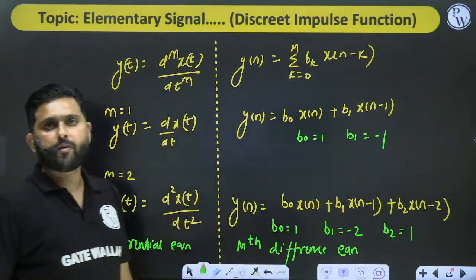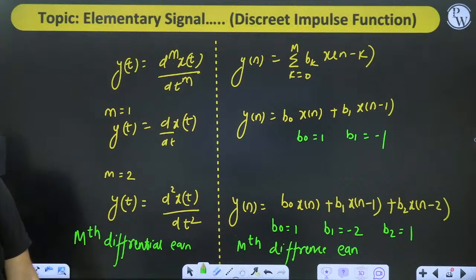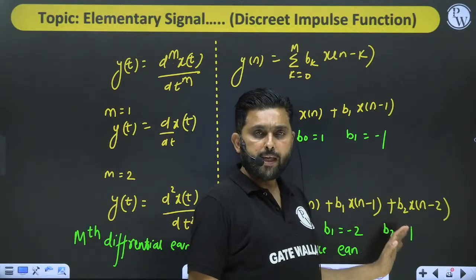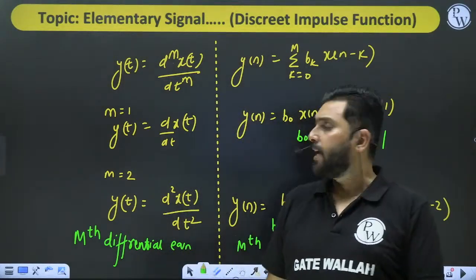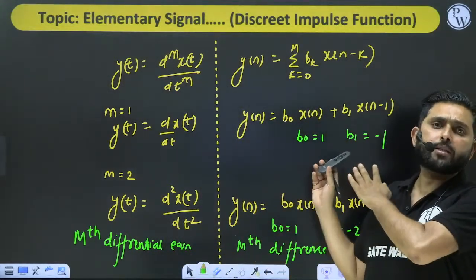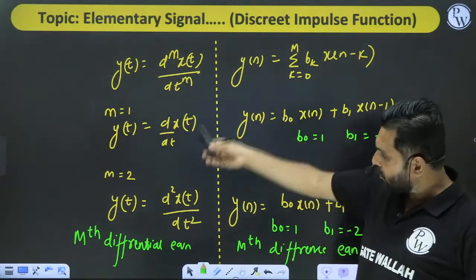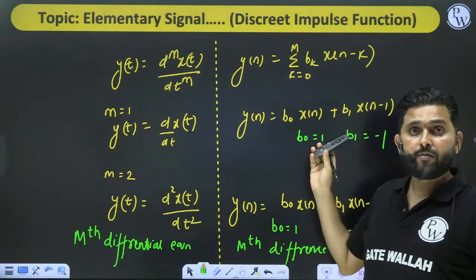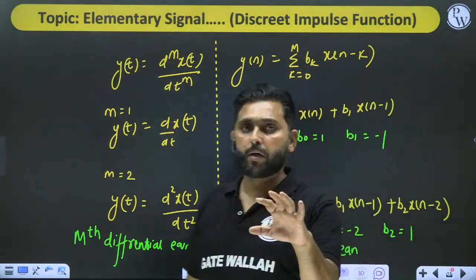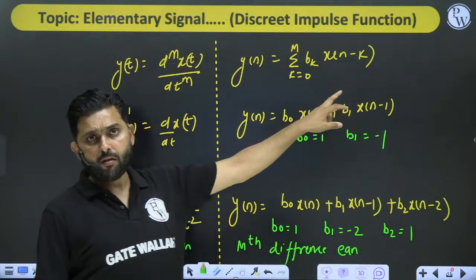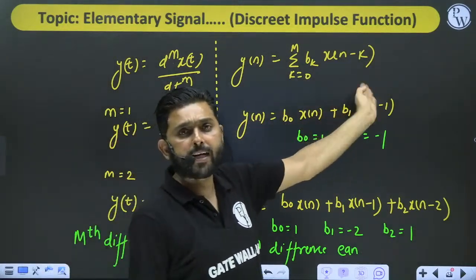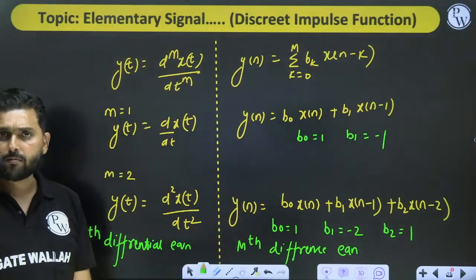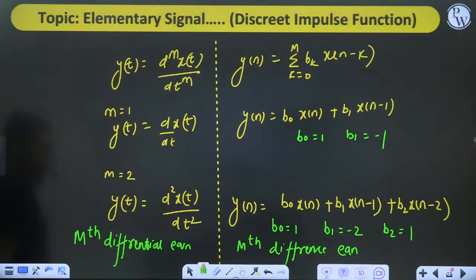So what I have covered till now is that the differential equation in time domain is converted into difference equation in frequency domain. This is one of the most important things, and this is the mth order FIR equation, finite impulse response equation, that we will cover when we enter into the digital filters. Okay, that we will see. But I have covered this one.